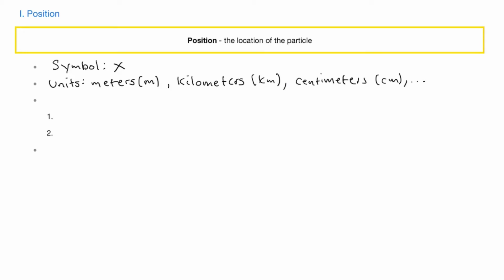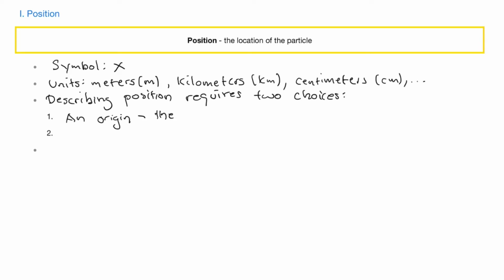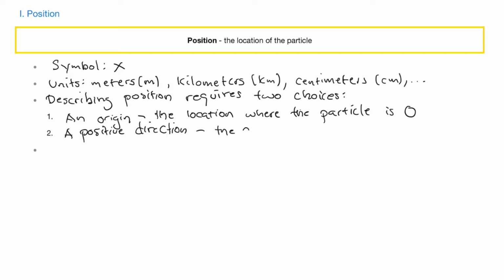One of the things that students often overlook is that before we can even start describing position, we must make two choices. The first of these choices is what's called an origin, the location where the particle is zero. The second is the choice of what's called a positive direction, which is the direction from the origin where position is positive.